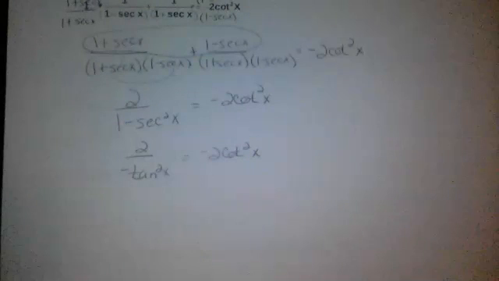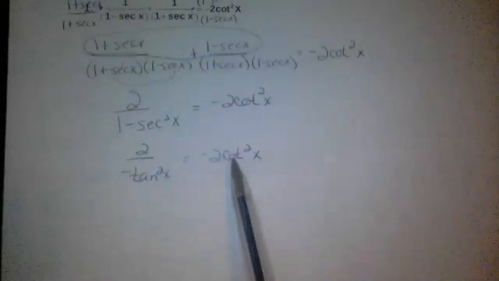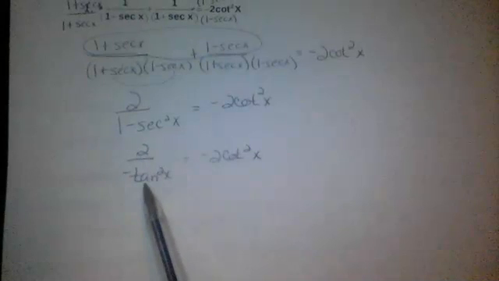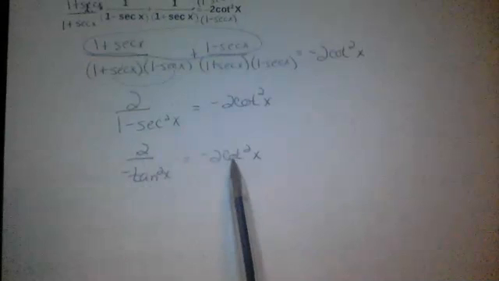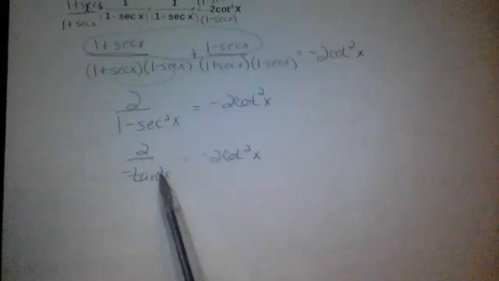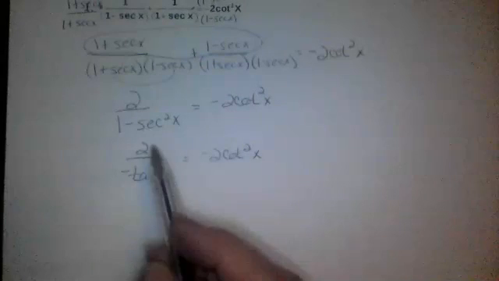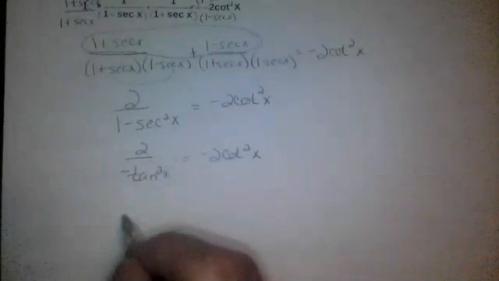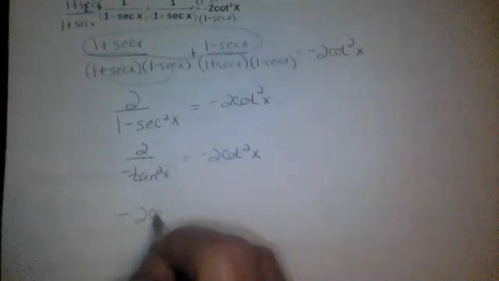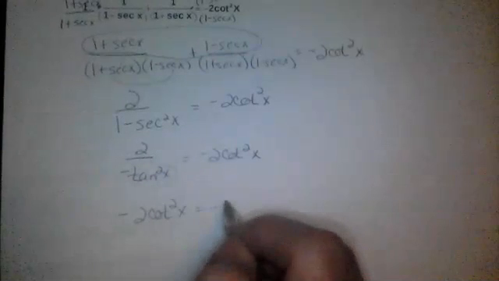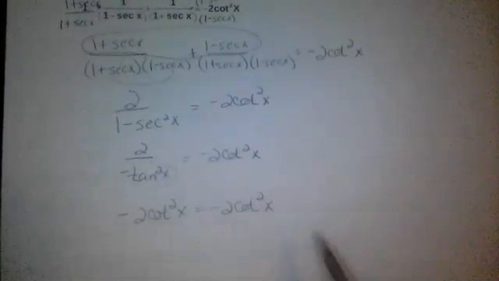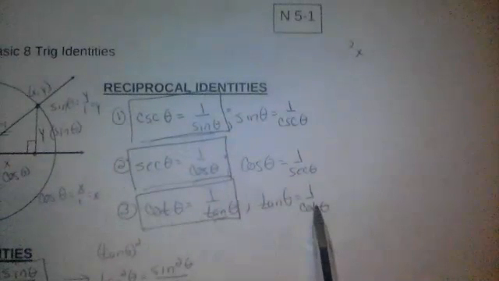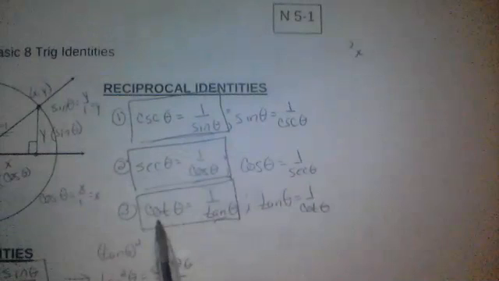Alright, so here's an example. You could change either one of these. I know that 1 over tangent is going to be cotangent. I know the cotangent is 1 over tangent. So you could change either side, but I'm just going to change this one. This tangent squared in the bottom is going to be cotangent squared. So negative 2 cotangent squared x. That was using 1 over tangent equals cotangent.